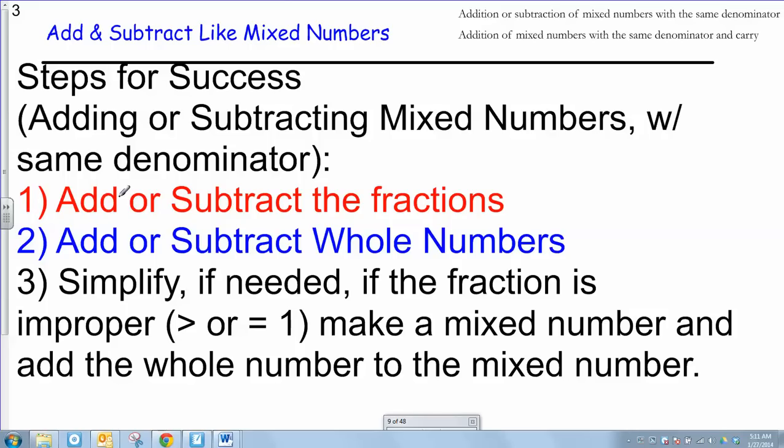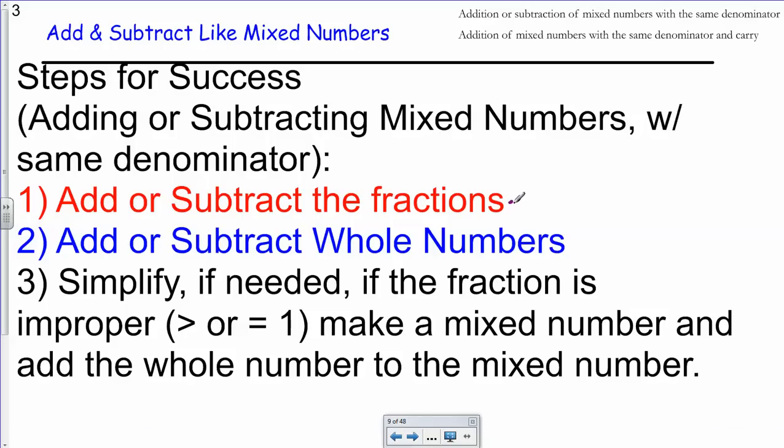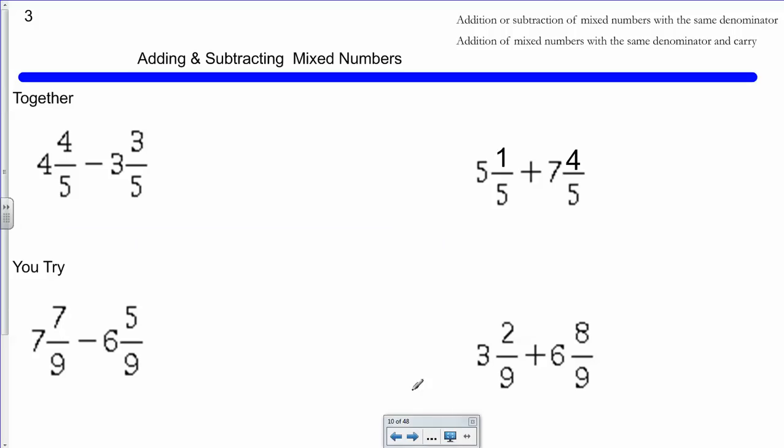First of all, we kind of have two different problems going on. We add or subtract the fractions, and then we add or subtract the whole numbers. And then we need to simplify if we need to, and if we have an improper fraction, we need to make that into a mixed number by adding the whole number to the mixed number. So let's take a look at some examples here.